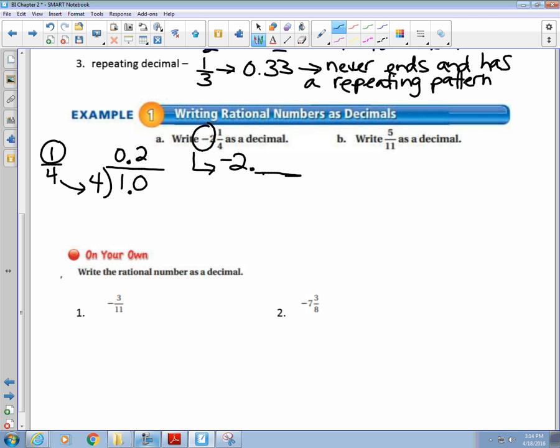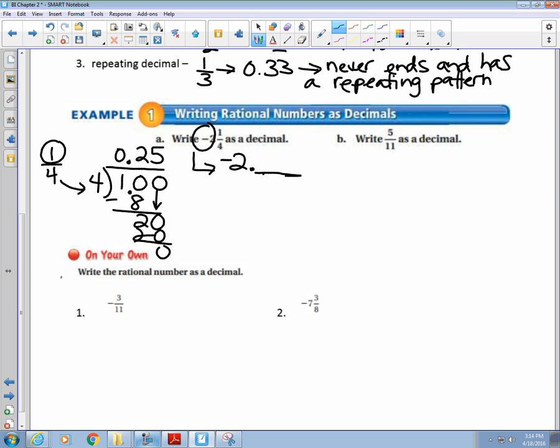It goes in twice. 2 times 4 is equal to 8. We subtract the 8 from the 10. We get a remainder of 2. We add a 0 to the 1 and the 0 that are already there, and we bring it down. And we have 4. Does it go into 20? And 4 goes into 20 exactly 5 times. So now that's equal to 20, and we have a 0 remainder, so we are finished.